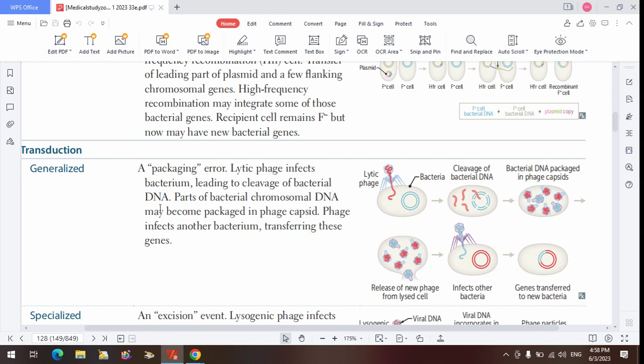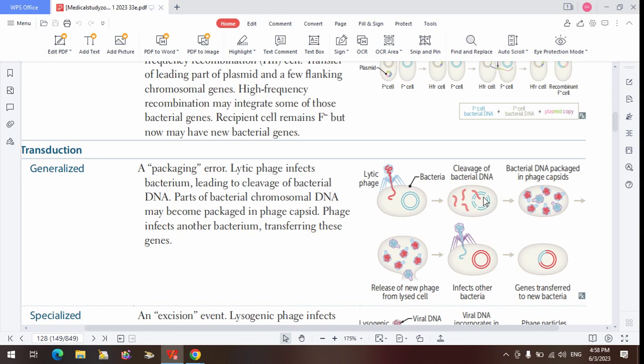But that process undergoes some error sometimes, so that when it's trying to use the machinery of the bacteria after cleaving off its DNA to replicate its own lytic DNA, it in the process incorporates that bacterial DNA that has been cleaved off into its own DNA. So they are packaged with its own DNA.